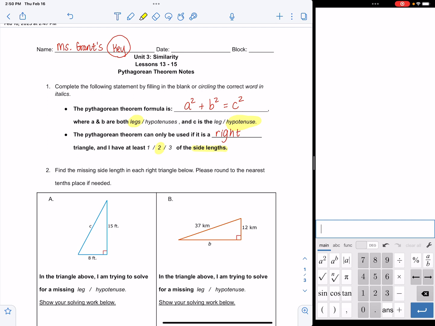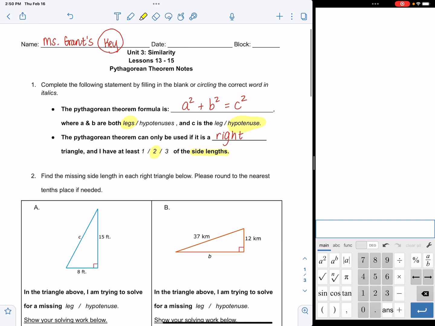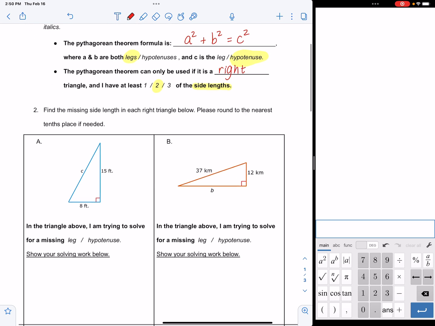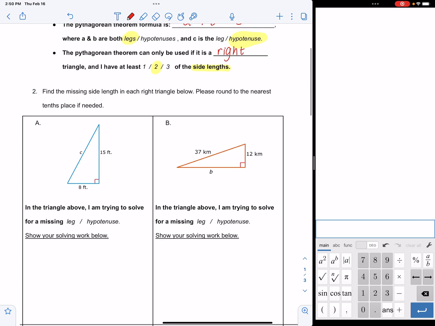That's really important. What I see a lot of people misuse this formula for is they start plugging in angles. The Pythagorean theorem can only be used to help us find sides. That's super important. So if I were to use this formula on the two problems below, you can really see it used in two different ways.